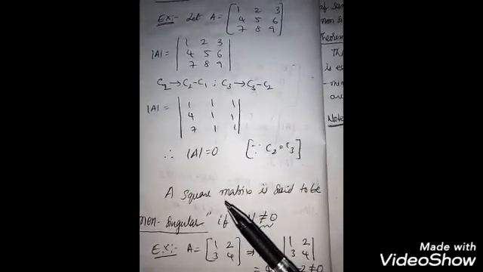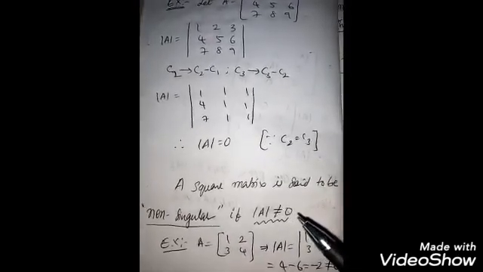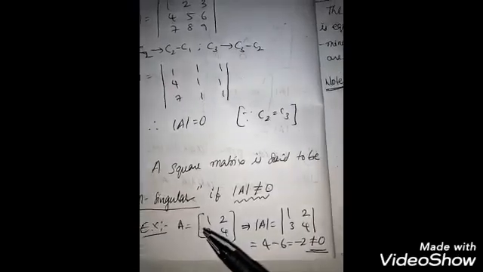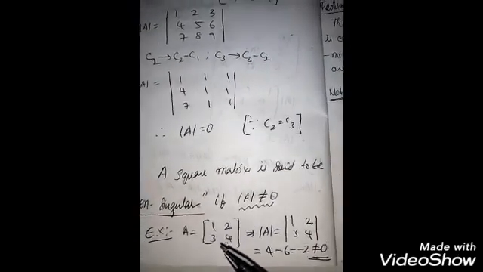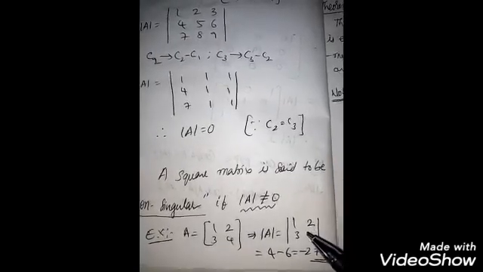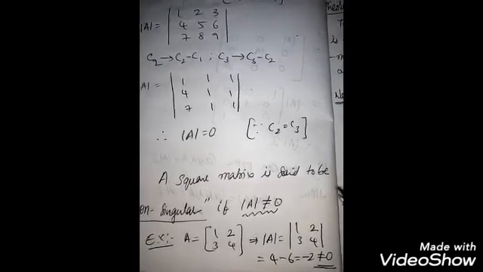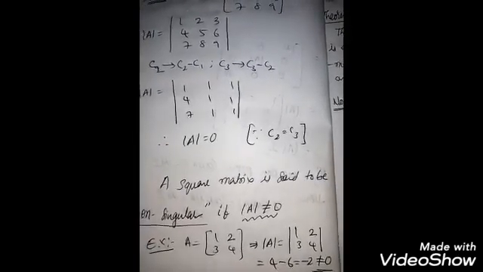A square matrix A is said to be non-singular if det A does not equal 0. Here I take A as 1, 2, 3, 4. Therefore det A is equal to det of 1, 2, 3, 4. Calculate: 1 times 4 is 4 minus 6, which is minus 2, and that does not equal 0. Therefore, it is a non-singular matrix.